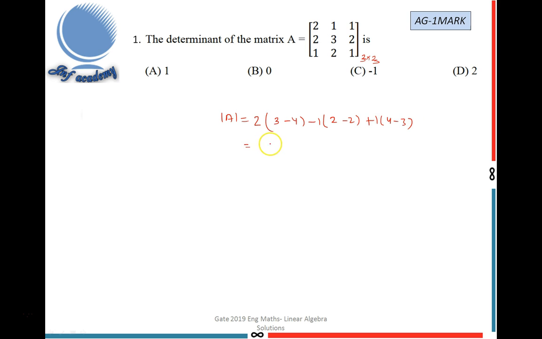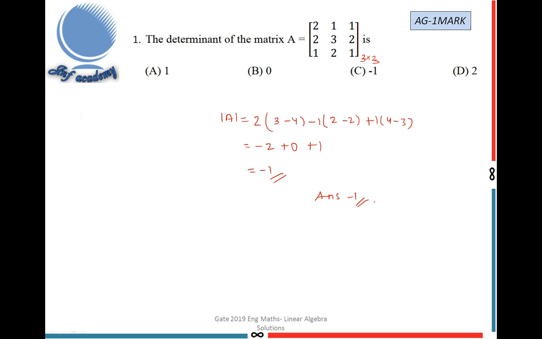This is equal to 2 minus 1. 2 into minus 1 minus 2. This is 0, and 4 minus 3 is 1, plus 1. Finally I got determinant of A equal to minus 1. The final answer is minus 1.